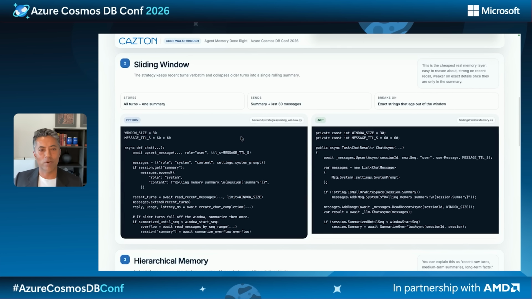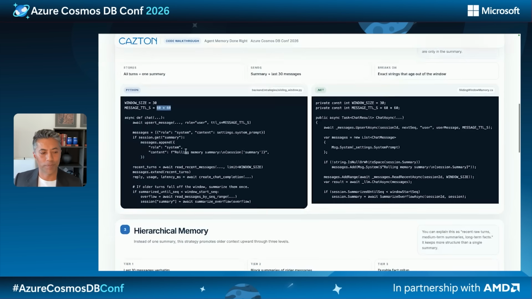Next is sliding window. And as you can see here, we have the summary for anything beyond 30 messages, and then just 30 messages where everything is uncompressed and is part of the context we're sending to the LLM. And as you can see here, the window size is 30, and this is your 1 hour, which is the time to live we just chose, and that can change for whatever you're trying to do.